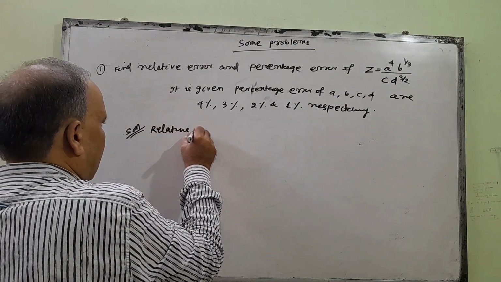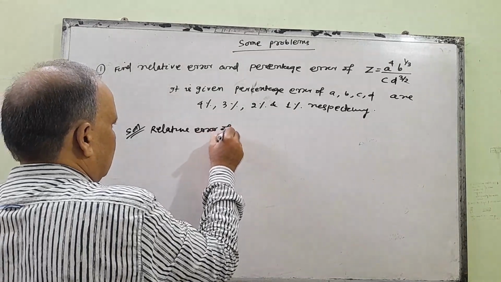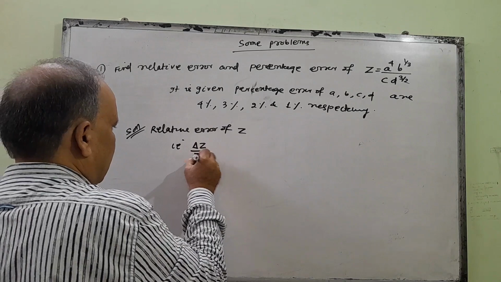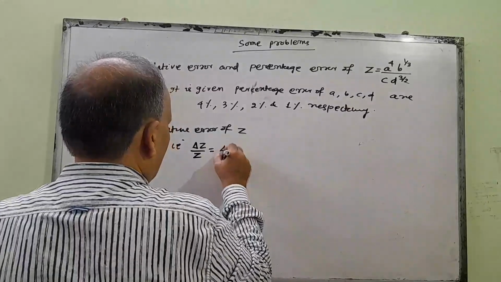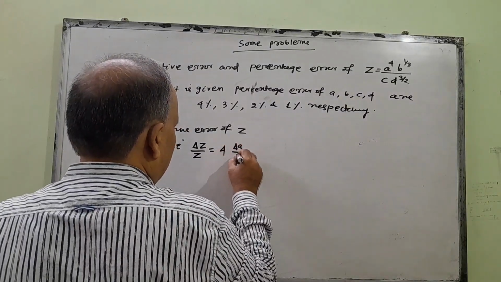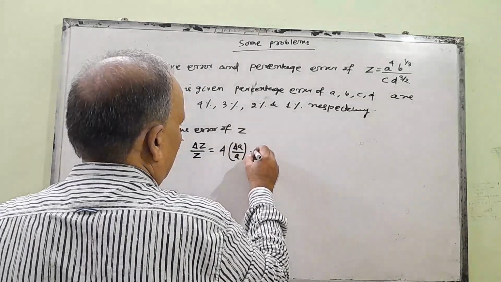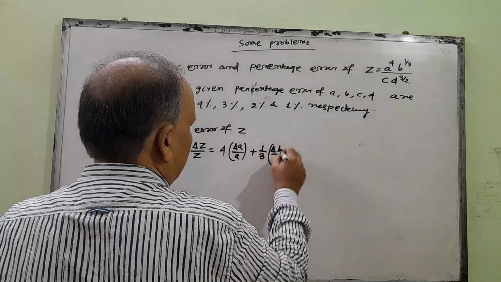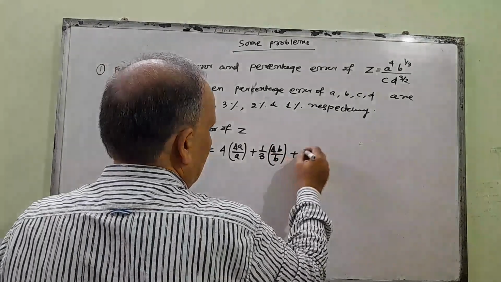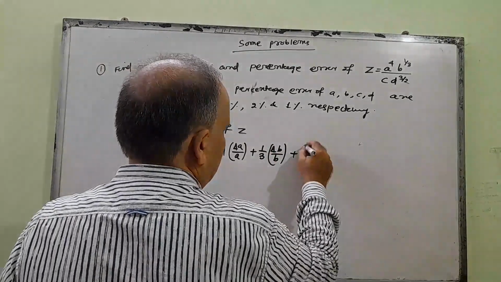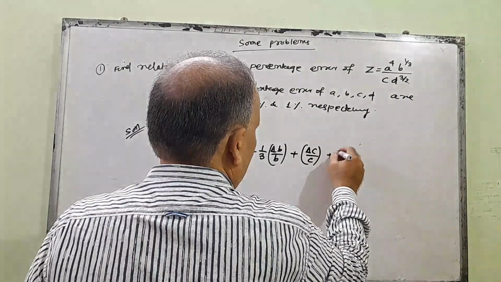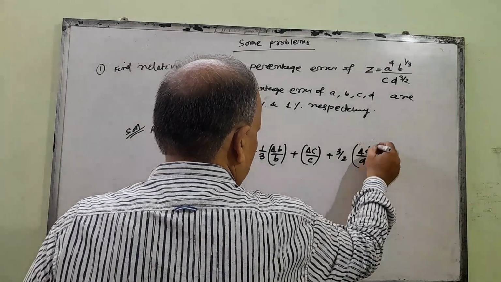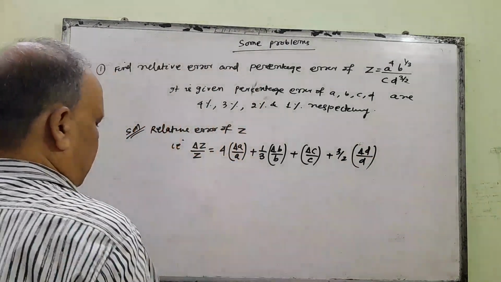The relative error of z, that is delta z by z, is equal to what? 4 into delta a by a plus 1 by 3 into delta b by b plus delta c by c, because its power is 1, plus 3 by 2 into delta d by d. This is the relative error.